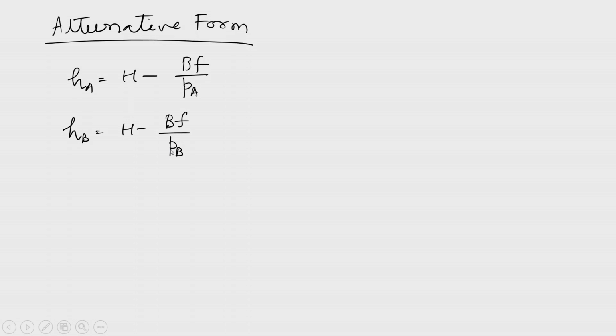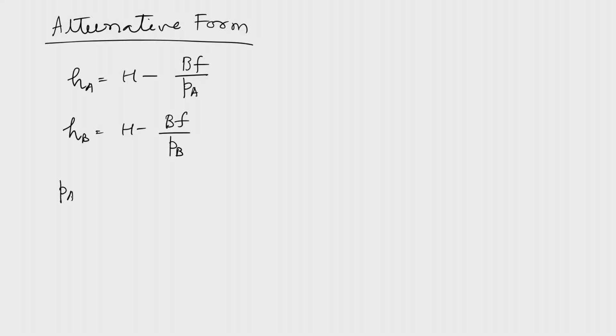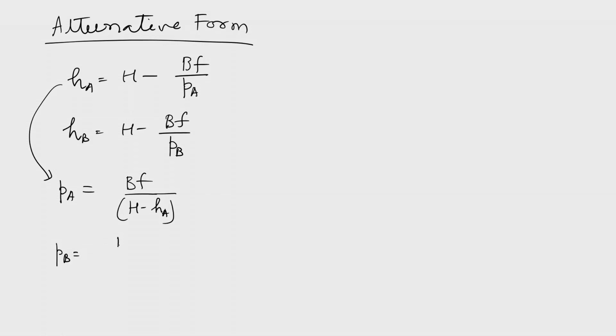Right. Now, I want to do the same exercise, but not in terms of delta H, in terms of delta P. That means, I want to calculate what is the change in the parallax if there is a change in the height. So, let us do it like that. So, calculate PA from here. I can write here BF upon, can I write this way, H minus HA. Similarly, I can write PB, B into F divided by H minus HB, right.